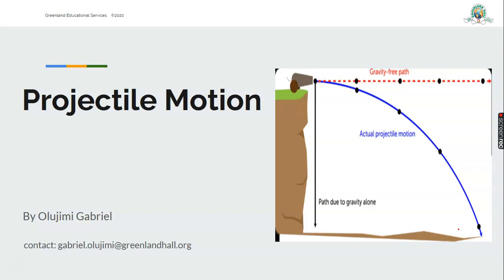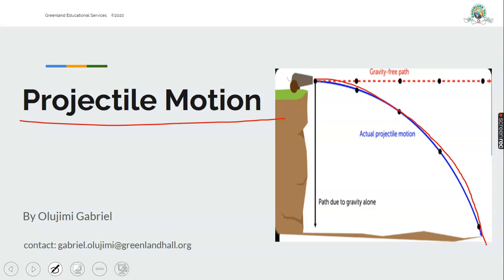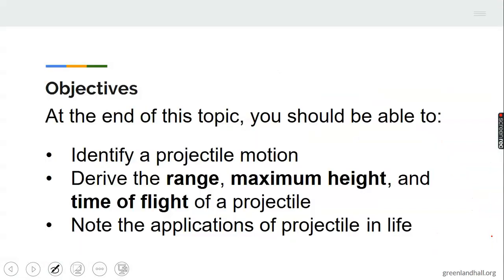This morning we'll be talking about projectile motion. Now, this is a typical example of a projectile motion, a motion whose path is always parabolic. But before we move into the topic fully, here are the objectives.